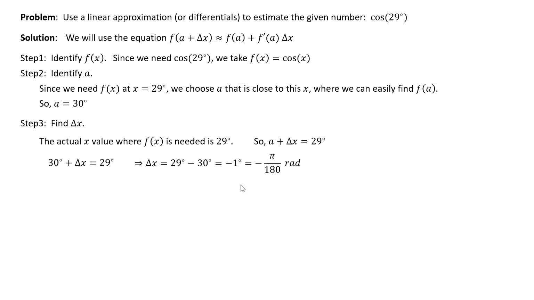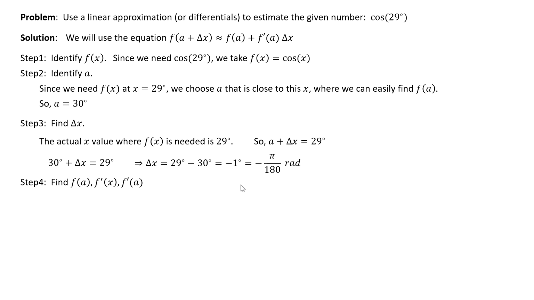And so that's the thing: for the delta x, you need to convert it into radians. You cannot leave it in degrees. When you multiply, you have to convert into radians. That's the only slight difficulty in this one, as opposed to the other problems. To convert degrees to radians, you need to multiply by pi over 180. So that's what I did. I took negative 1 degree and multiplied that by pi over 180 to convert it into radians. Okay, so delta x is this.